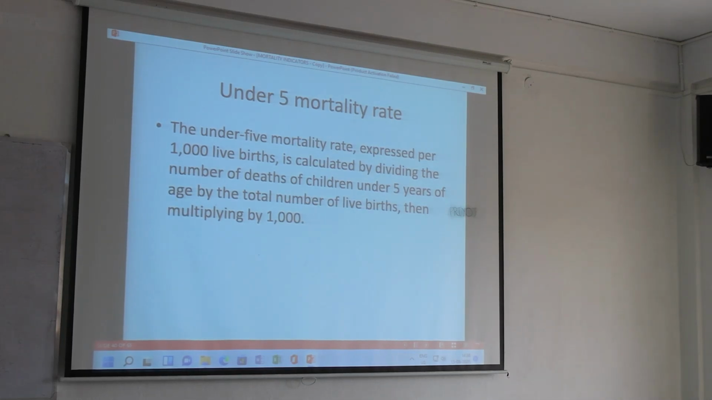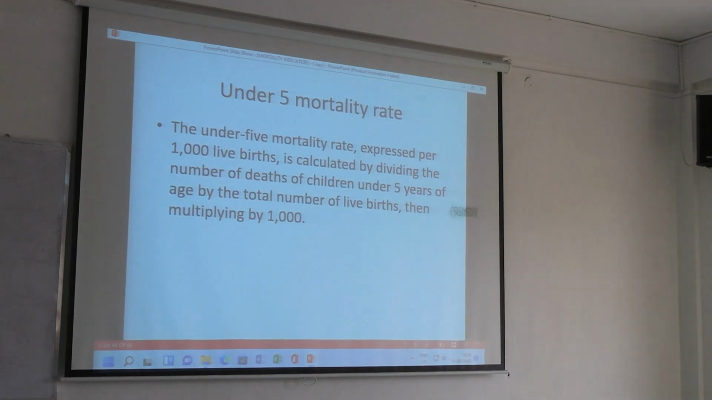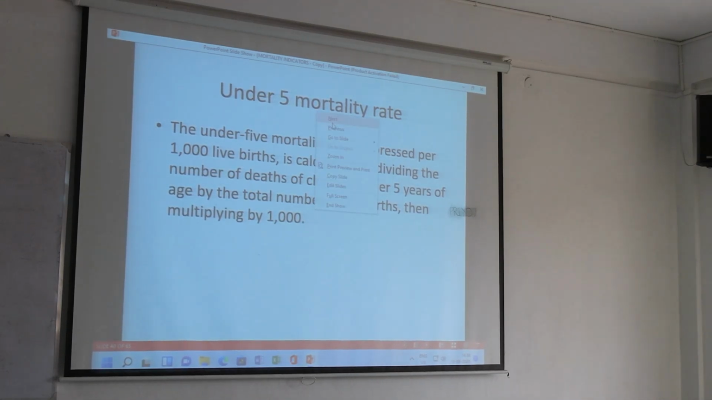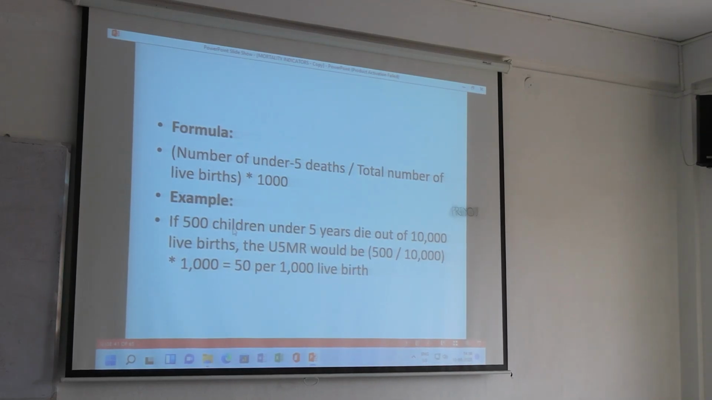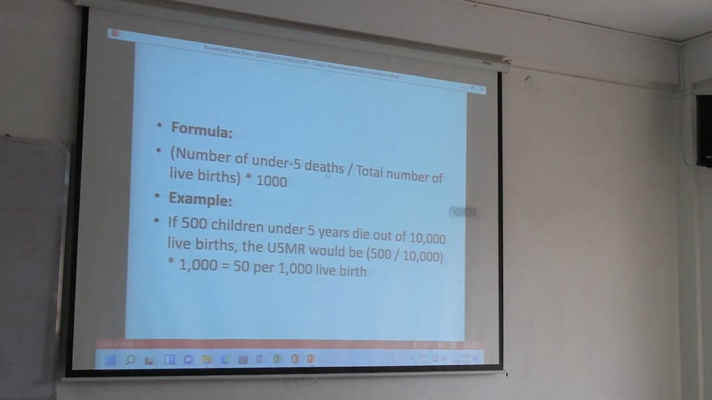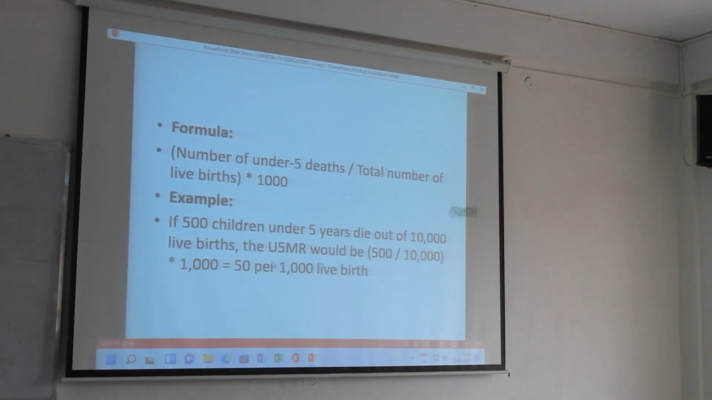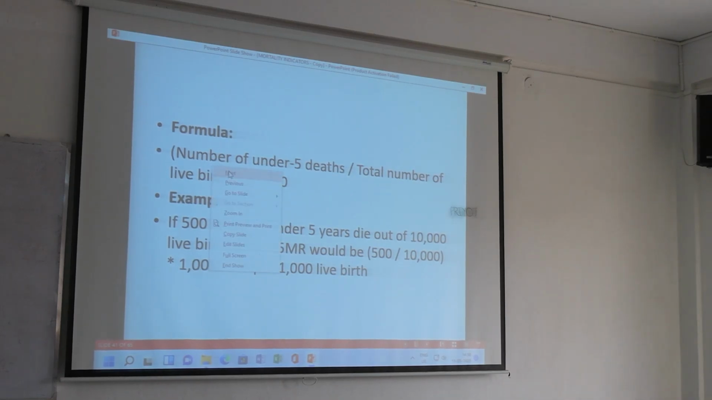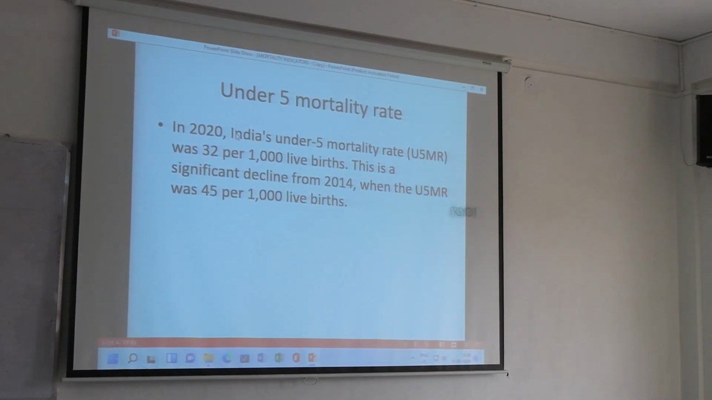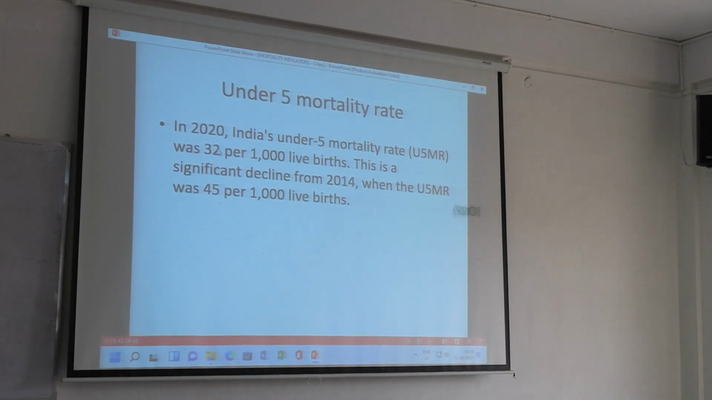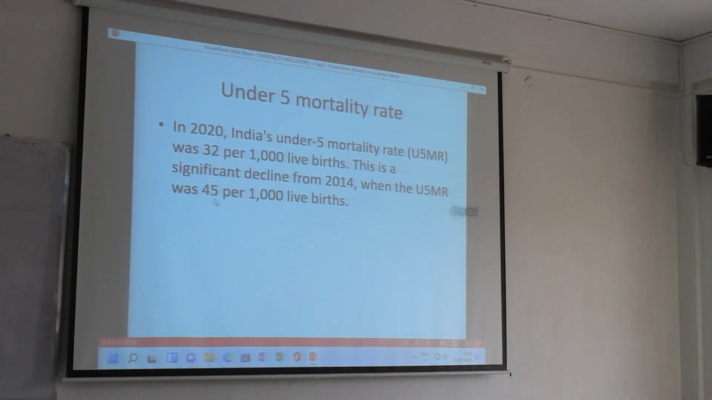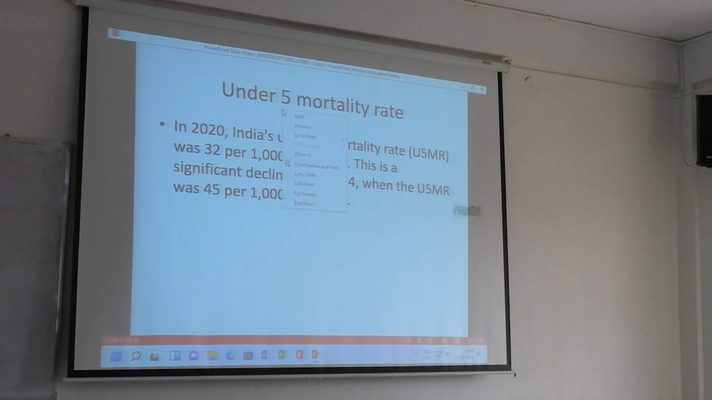Now we have the under 5 mortality rate per 1,000 live births: the number of children under 5 years who die, divided by the total live births, then multiplied by 1,000. For example, if 500 children die out of 10,000 live births, under 5 would be 500 divided by 10,000 times 1,000, which is 50 per 1,000 live births. In India it was 32 per thousand live births in 2020, but it showed a decline from 2014, when it was 45. We still need to go further.